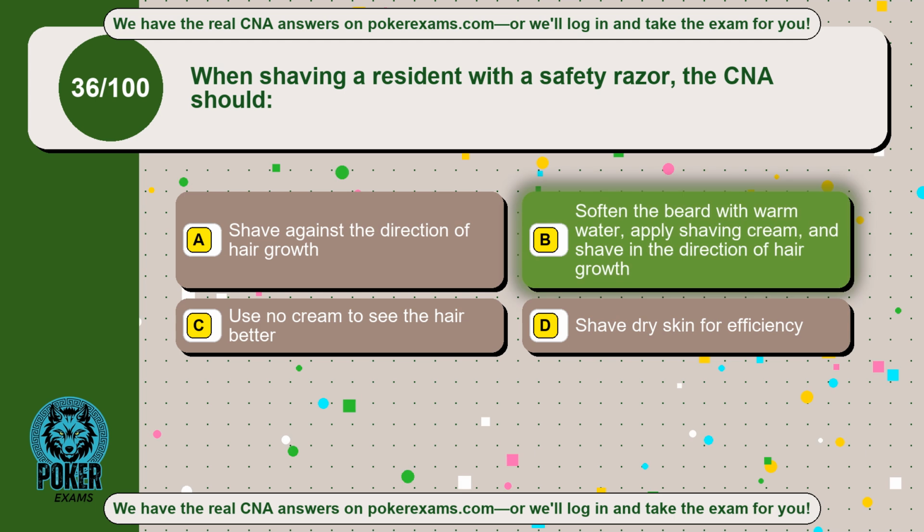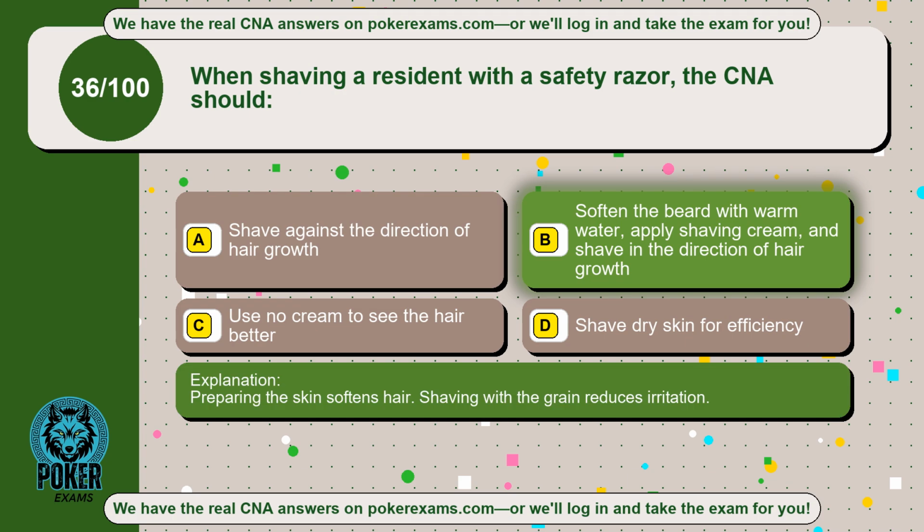The correct answer is option B. Soften the beard with warm water, apply shaving cream, and shave in the direction of hair growth. Preparing the skin softens hair. Shaving with the grain reduces irritation.